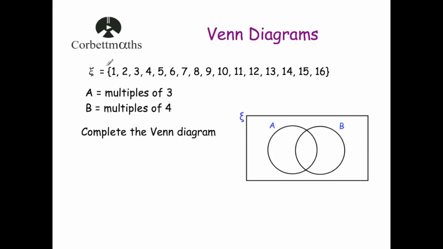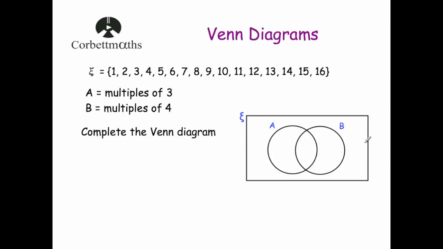Okay, so here we've got xi. It says the set of information that we're interested in is the numbers 1 to 16. And then we've got A is equal to the multiples of 3. So A is defined as the multiples of 3. B is defined as the multiples of 4, and we've been asked to complete the Venn diagram.